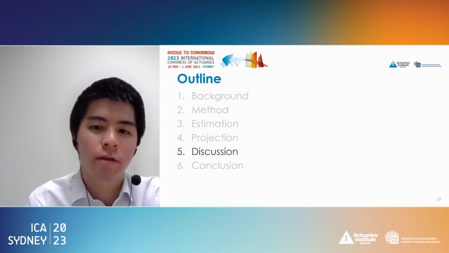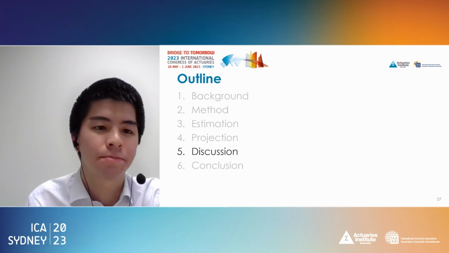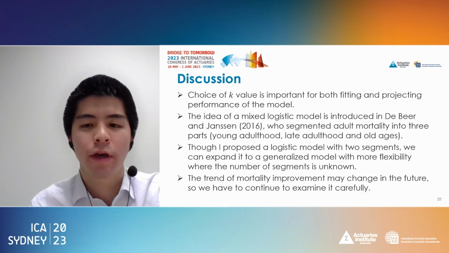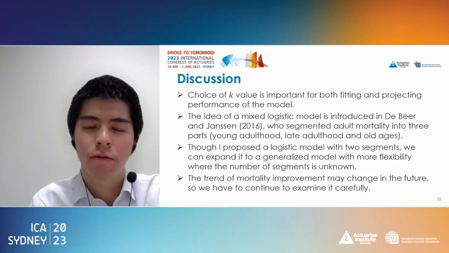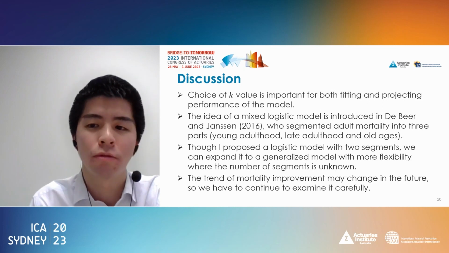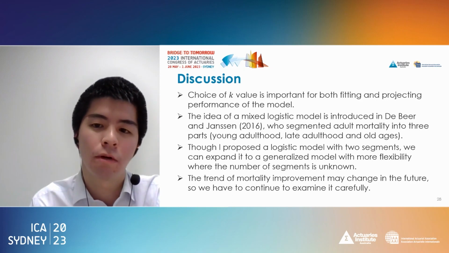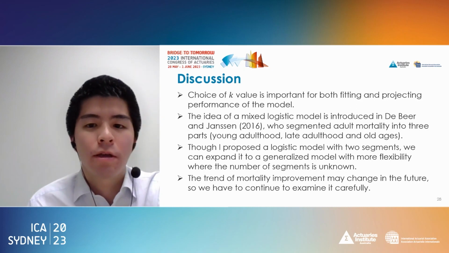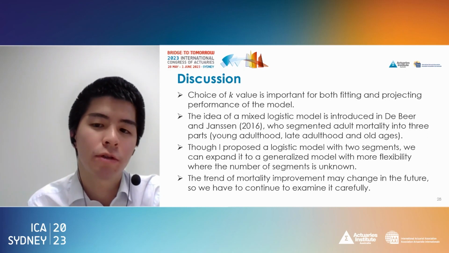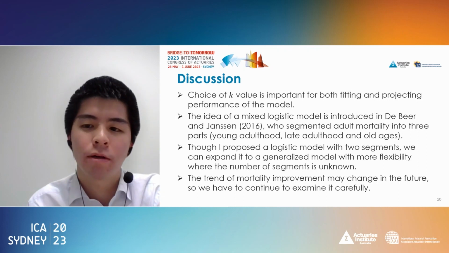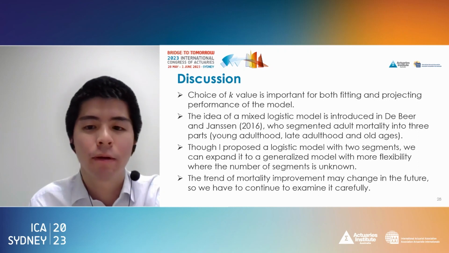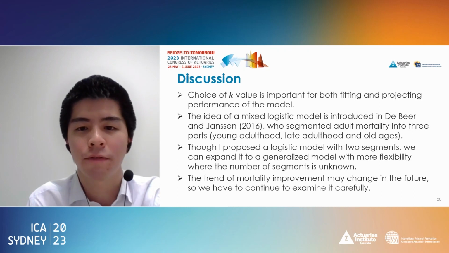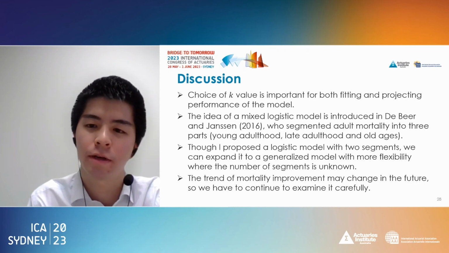Okay, based on the content so far, I'll introduce some points to be studied further. First is about the choice of K. Although I assumed a fixed K in this research, we can consider a model where the value of K is also unknown. However, we should take care of robustness of estimation for such a case. Next, the idea of a mixed logistic model is also introduced in the related research, where adult mortality is divided into 3 parts. In this research, the 2 segments model can describe the recent mortality curve well enough, but other choices can be considered and included in comparison.